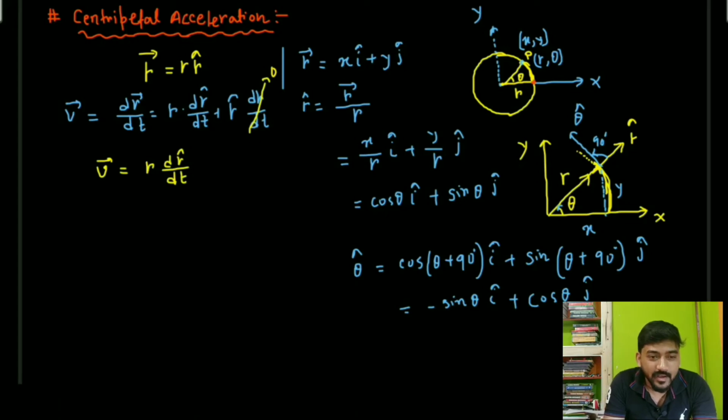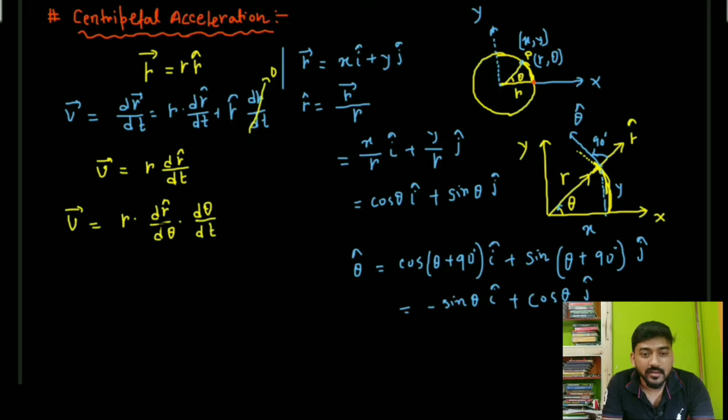If you write it in another way, we get r into dr cap upon d theta into d theta upon dt. I have just taken d theta in the numerator and the denominator, so d theta cancels out and you get the same result. I am just rearranging this equation by involving theta. Now d theta by dt, you know, is omega, the angular velocity. So it will be r omega into dr cap by d theta. Okay, so this is v.